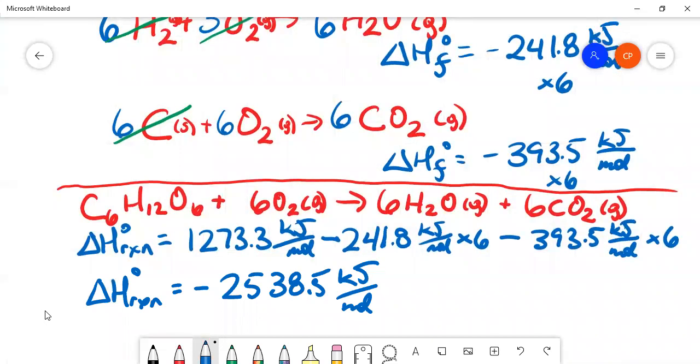And that vast amount of energy is the result of breaking up those bonds in glucose into their constituent elements, and then putting those constituent elements back together again to make water vapor and carbon dioxide. Okay?